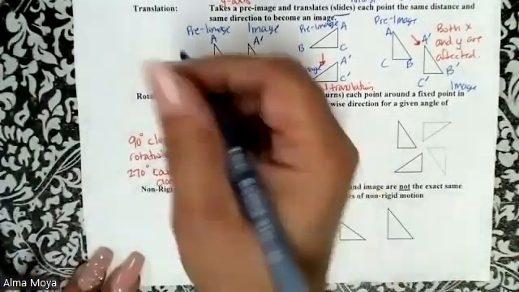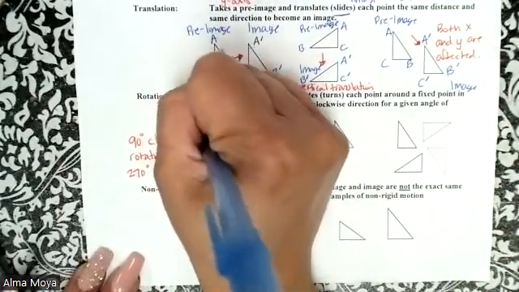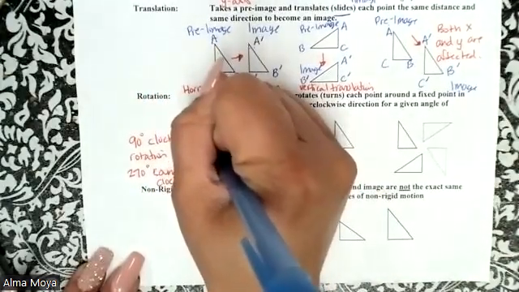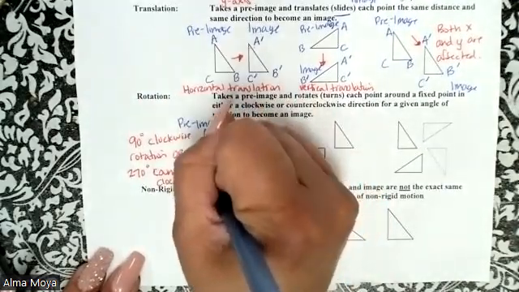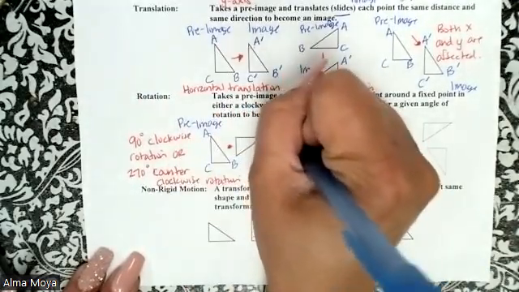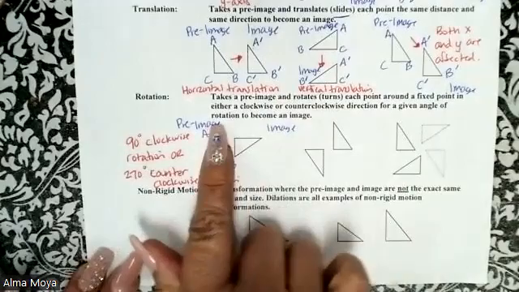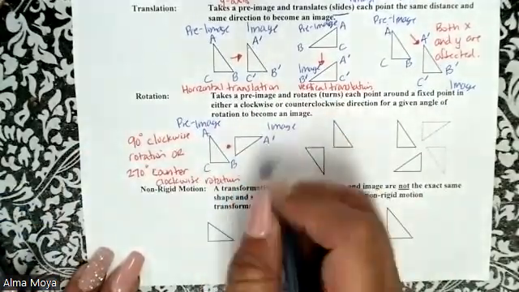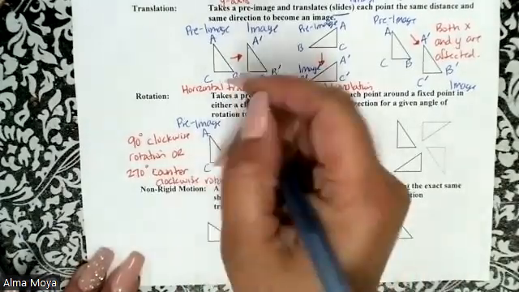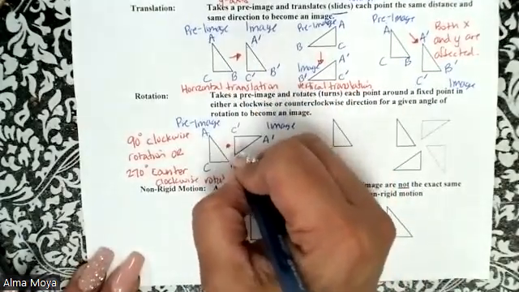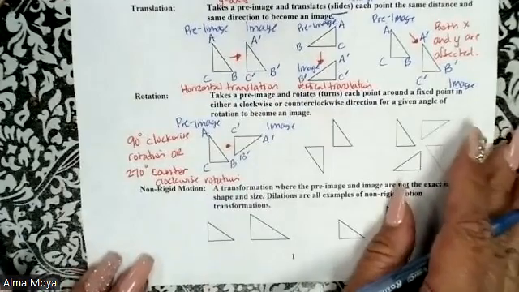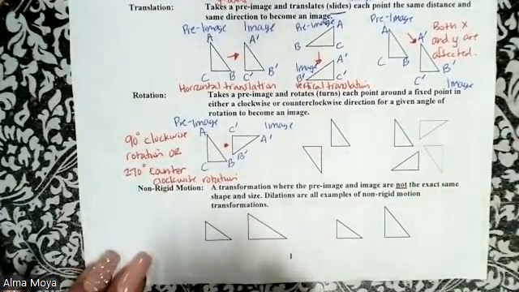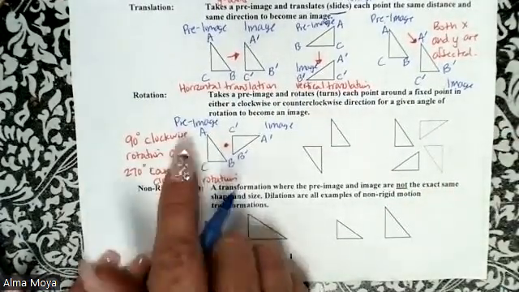Now let's start with our pre-image. In our pre-image, I'm going to say this is A, this is B, this is C. So on your image, when you're rotating it, the A is turning right here. So that's your A prime. And then your C is going to be right here. And then this is going to be the B prime. So that one's a rotation, or I just say clockwise 90.